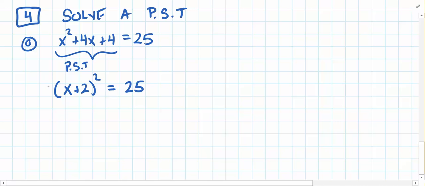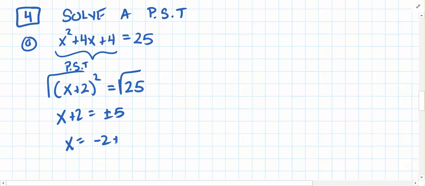Okay, square root, square root. x plus 2 equals plus or minus 5. So x equals negative 2 plus or minus 5. So x equals -7, or 3. So yes, of course you can factor, okay?